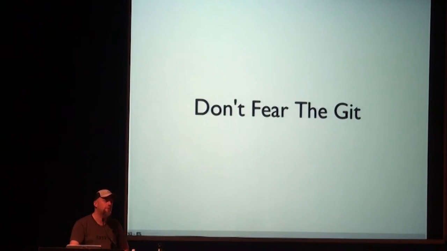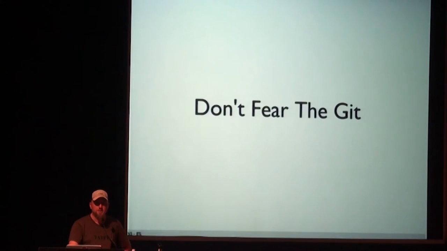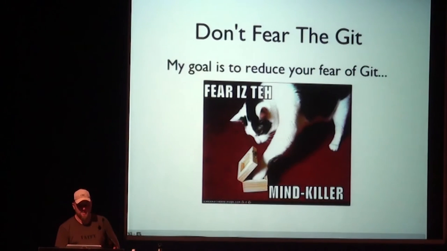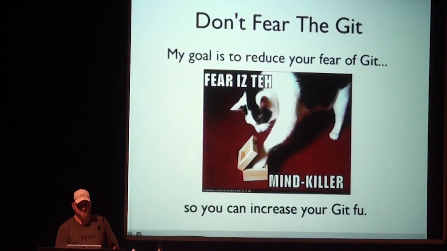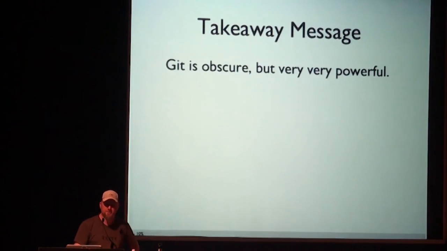My goal for giving this talk to my coworkers, and I hope that some of you will take this away as well, was that once you understand where the pointy bits are in Git, and you understand what they do for you, you can get a lot more comfortable using Git without feeling like you're going to chop your leg off. And more kittens. So Git is obscure. It also is ridiculously powerful.